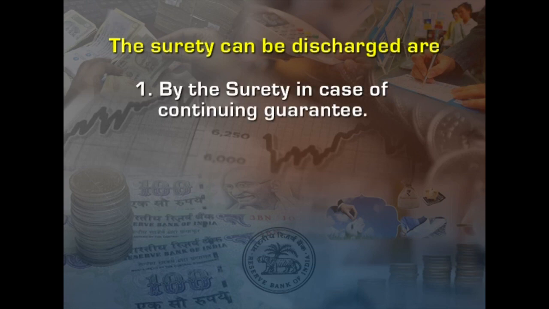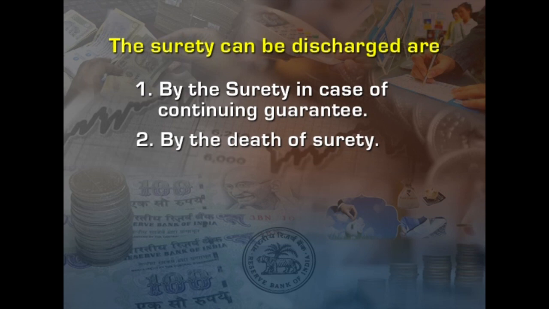1. By the surety in case of continuing guarantee. As stated before, under Section 130 of the Indian Contract Act, the surety can revoke by notice a continuing guarantee in respect of future transactions. 2. By the death of surety. Under Section 131 of the Indian Contract Act, the death of the surety operates in the absence of any contract to the contrary as a revocation of a continuing guarantee so far as regards future transactions.